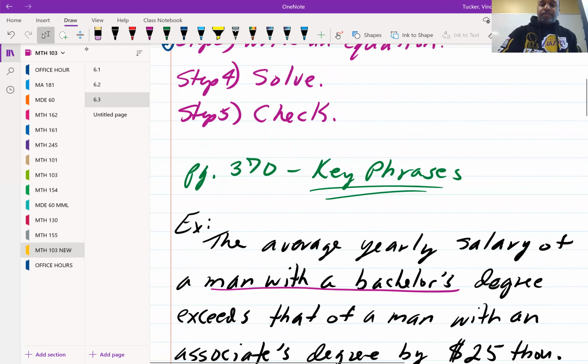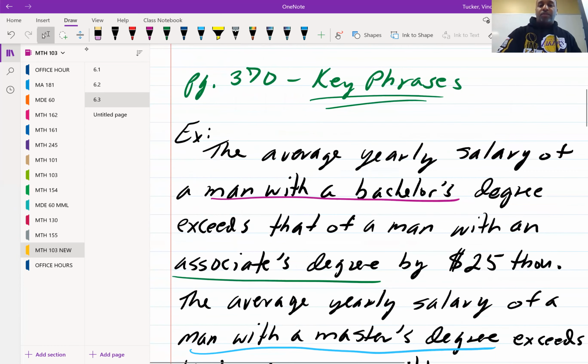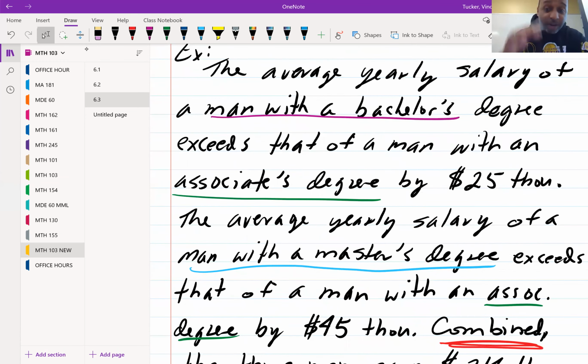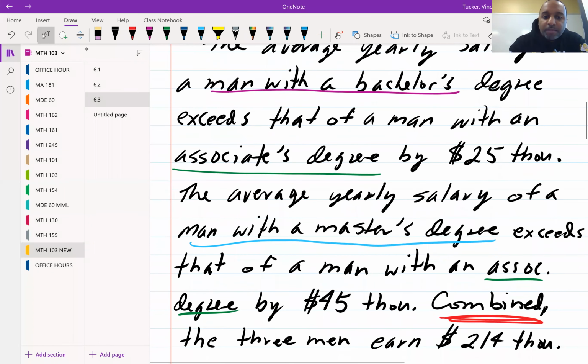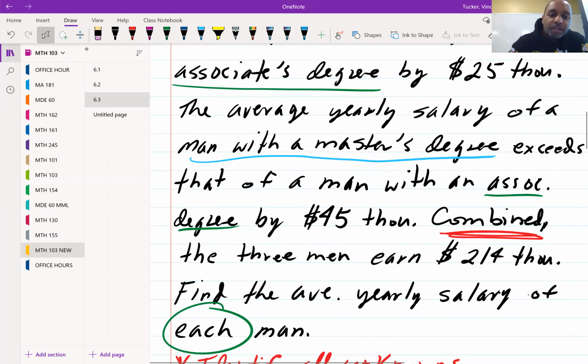So here we have a word problem, and you don't have to copy it if you don't want to, but I had to put it up here so you can see what I'm talking about. I'll give you a chance to write it, but let's read it out. It says the average yearly salary of a man with a bachelor's degree exceeds that of a man with an associate's degree by $25,000. The average yearly salary of a man with a master's degree exceeds that of a man with an associate's degree by $45,000. Combined, the 3 men earn $214,000. Find the average yearly salary of each man.